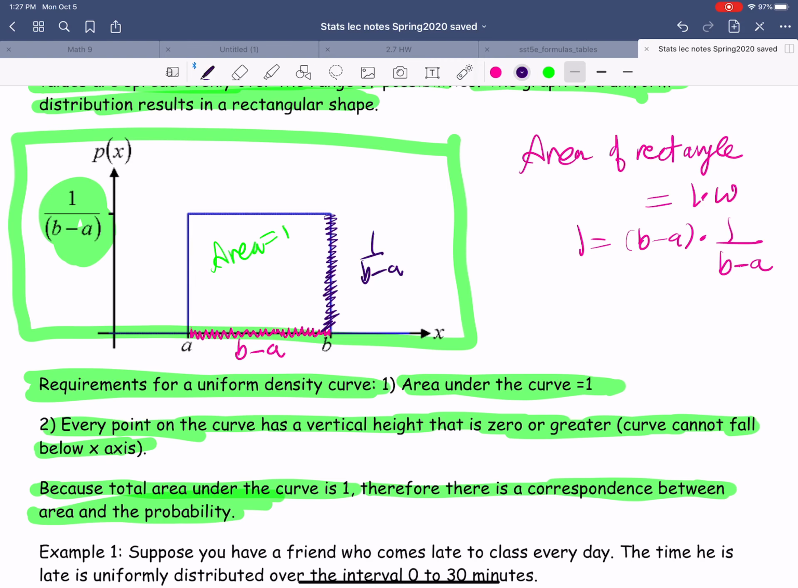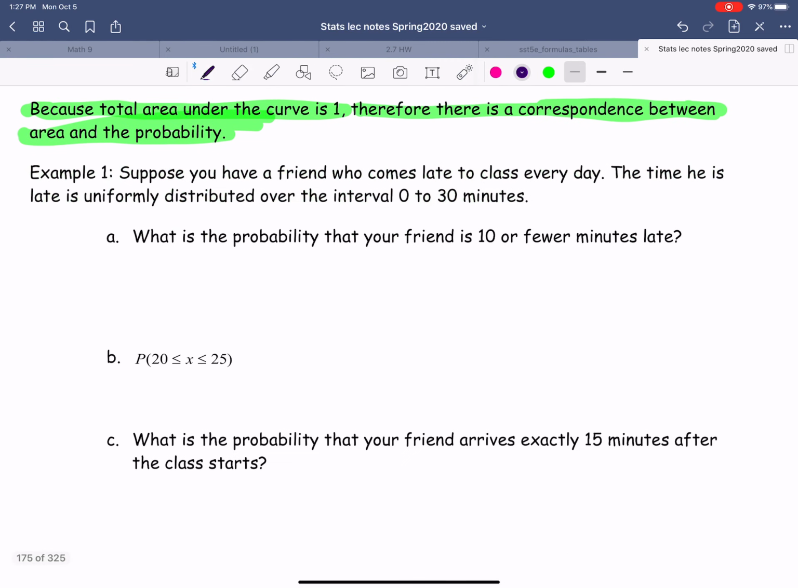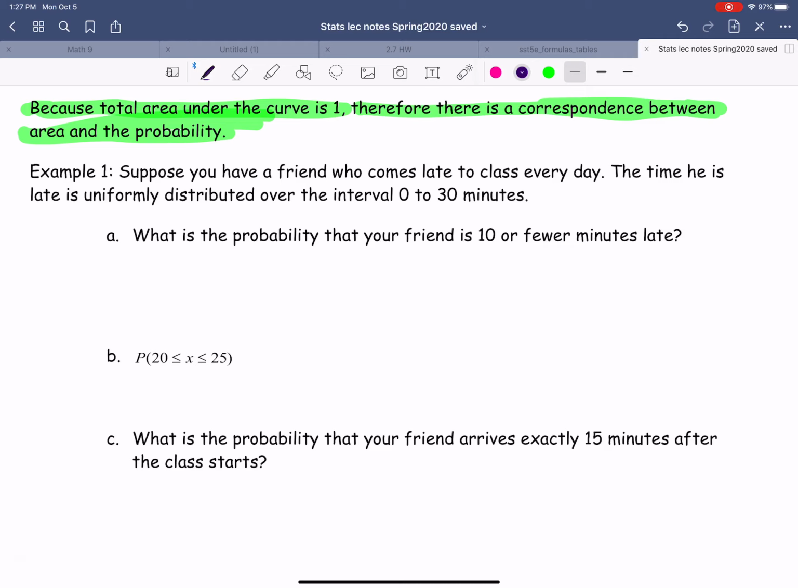Here's our first example for uniform distribution. Suppose you have a friend who comes late to the class every day. I'm told the time he's late is uniformly distributed. That's what tells me that I'm dealing with a uniform distribution problem. It could also say that the time is evenly spread or evenly distributed. That would also mean uniform distribution. The time he's late is uniformly distributed over the interval from 0 to 30 minutes. Part A: what is the probability that your friend is 10 or fewer minutes late?